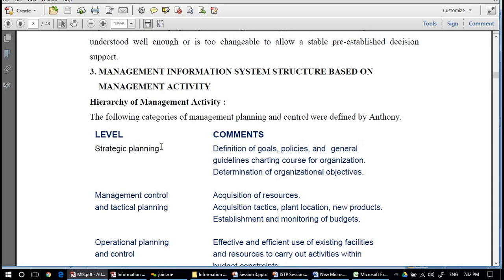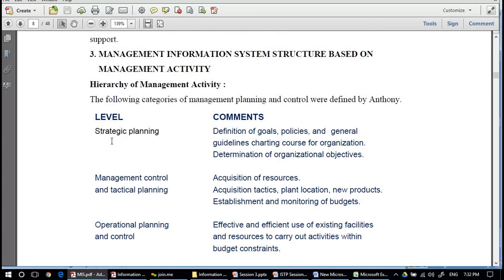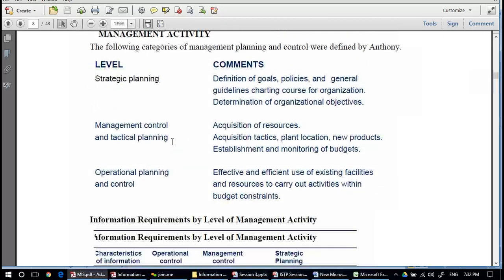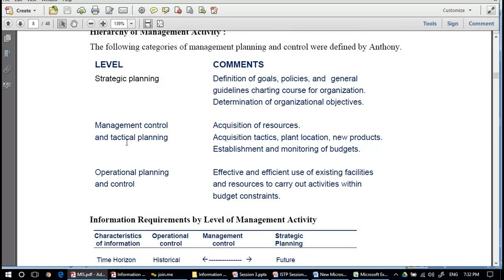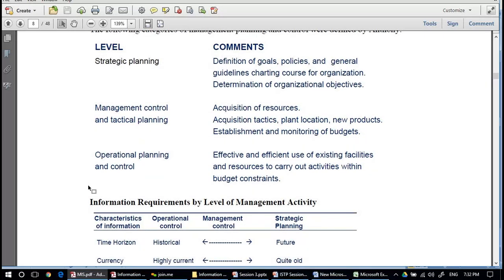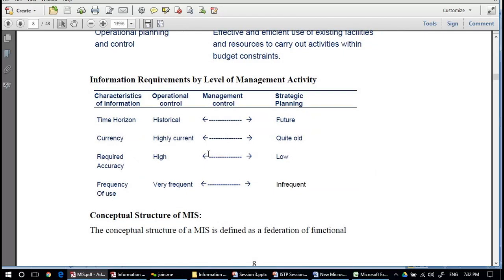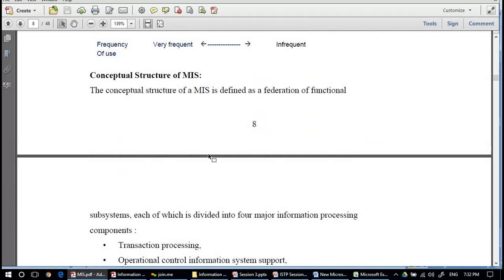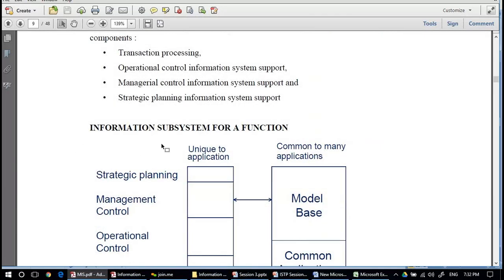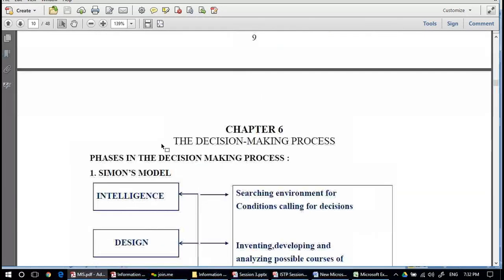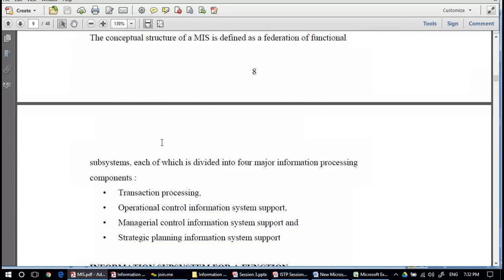The third concern is the structure of management information system based on management activity. So how will the management activity be dealt with? The management activity could be dealt with at a particular level. Possibly the level of the information should be strategic planning. It could be the management control and tactical planning, operational planning, and control planning. So these are certain modes and concepts about the structure of the MIS.